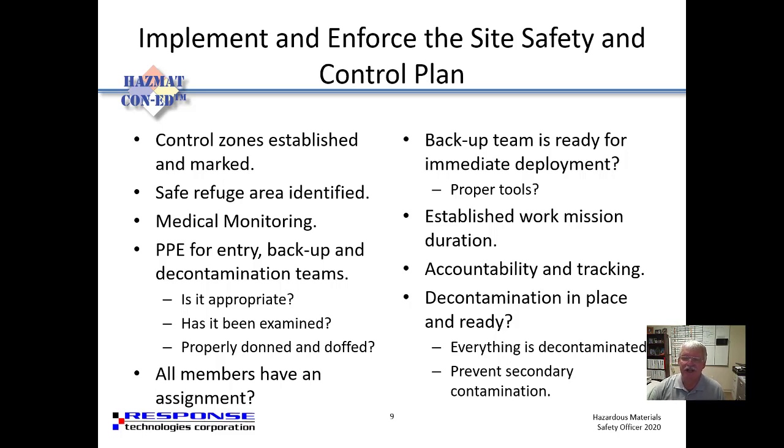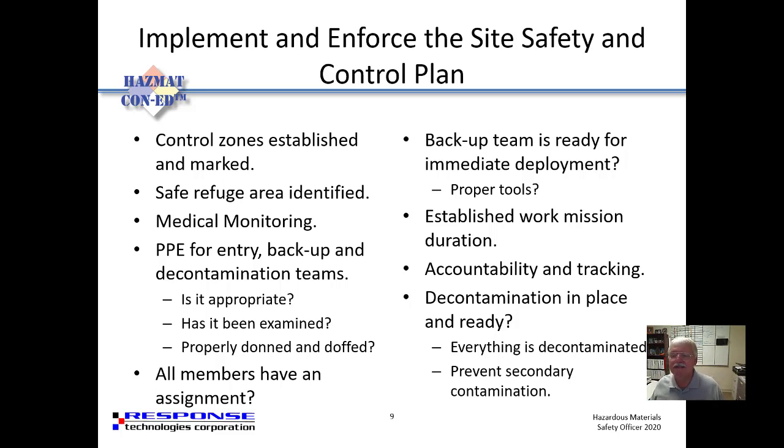And is decontamination in place and ready? Everything coming out of the isolation area needs to be decontaminated, or at least evaluated for the need for decontamination, because it's the safety officer's responsibility to ensure the prevention of secondary contamination. That's one of the major functions of the hazmat safety officer.